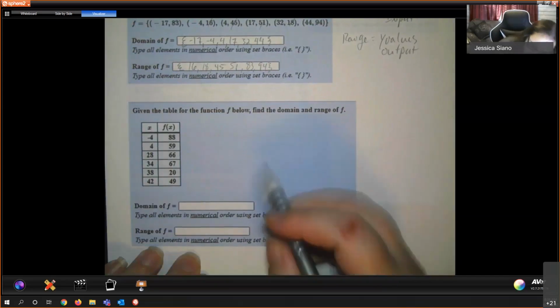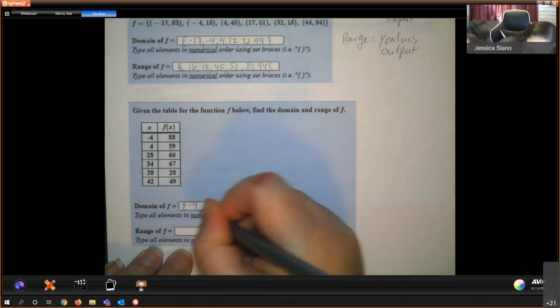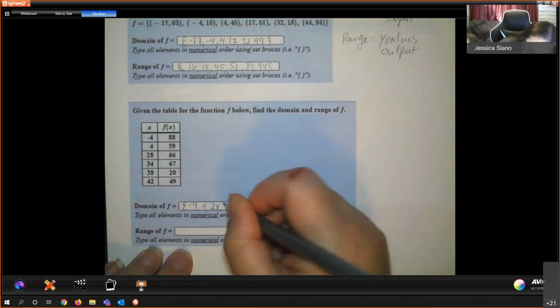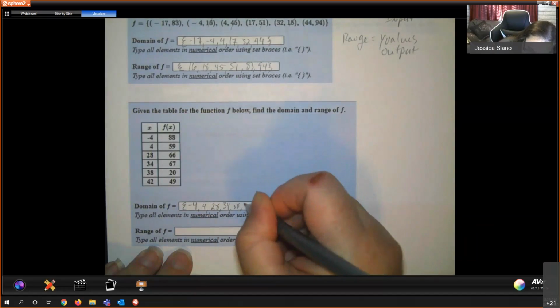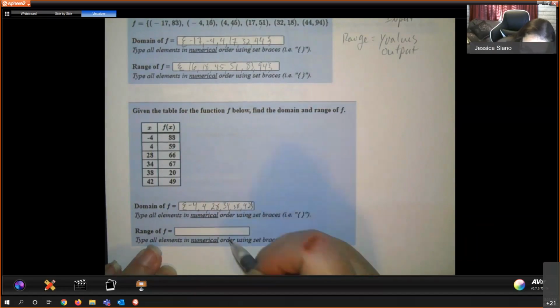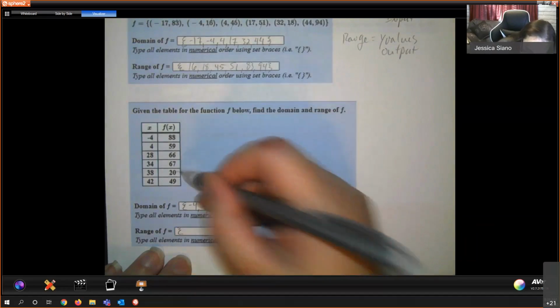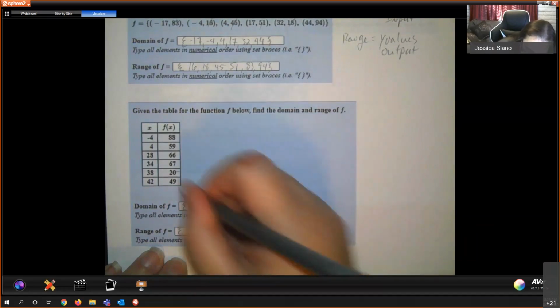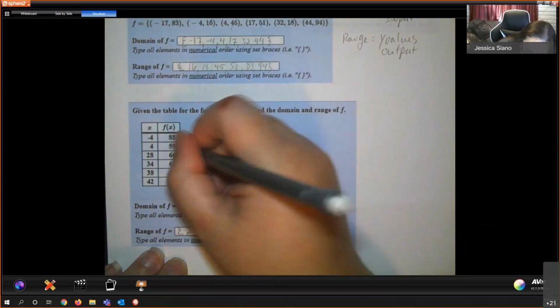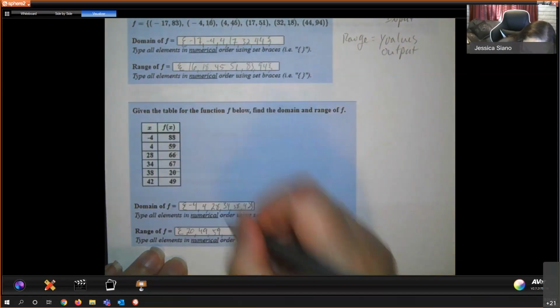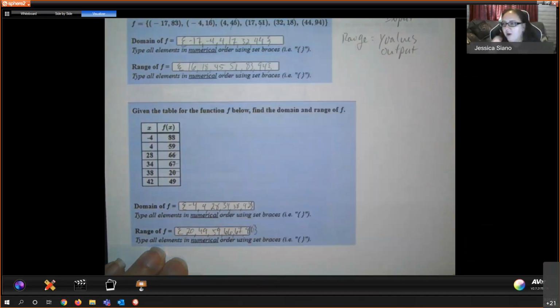Okay, so here, domain are the x's, again, written in order. So negative 4, 4. Fortunately, they were given to us in order, 34, 38, 42. And then range are the y's. So my smallest one looks like it's 20, 49, 59, 66, 67, 88. When they're not in order, I cross them off just so that I know I included them.